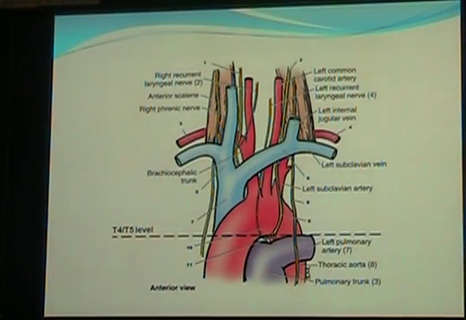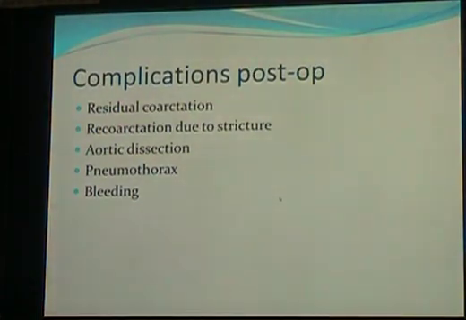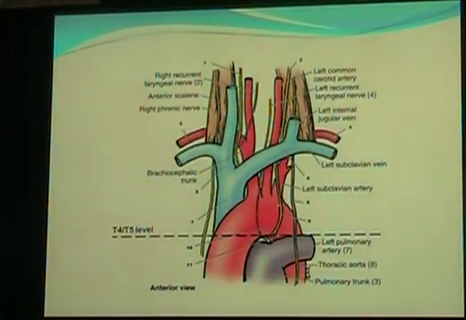Complications. The problem that we most often face is that of the injury of the recurrent laryngeal nerve. The left recurrent laryngeal nerve loops underneath the aorta, and as it comes down and loops underneath the aorta, that is where the ductus arteriosus is. And that's also where the site of the coarct repair may be.